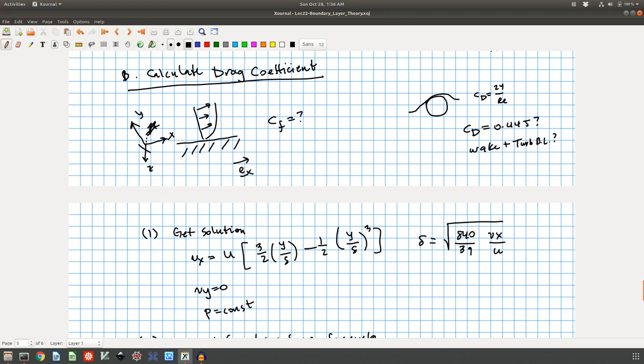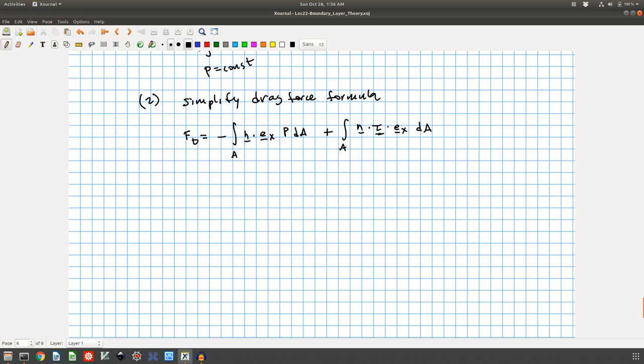All right, so now what do I do? Okay, n dot ex. Well, I need to look at my geometry. Where is n? Okay, n is like that, right? That is in the ey direction. So I put in ey, and I need to evaluate those. n dot ex is ey dot ex, that equals zero. That one's going to go away.